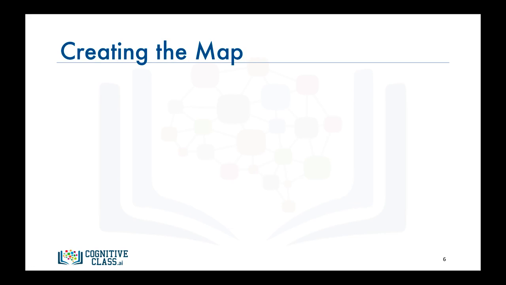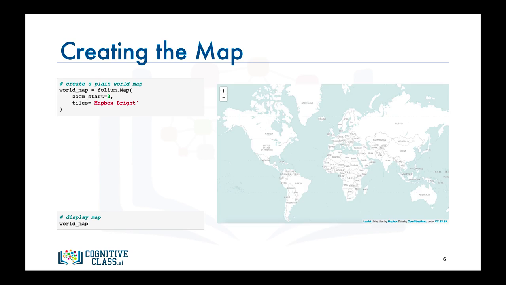So now that we know how our data is stored in the data frame df_Canada, let's see how we can generate a Choropleth map of the world showing immigration to Canada. We should be experts now in creating world maps with Folium. So let's go ahead and create a world map, but this time let's use the Mapbox Bright tile set. The result is a nice world map displaying the name of every country.